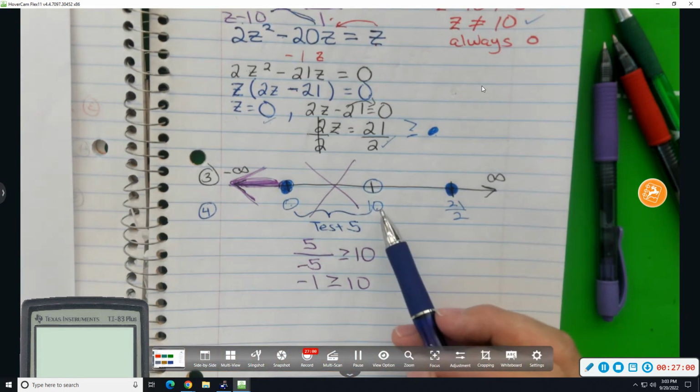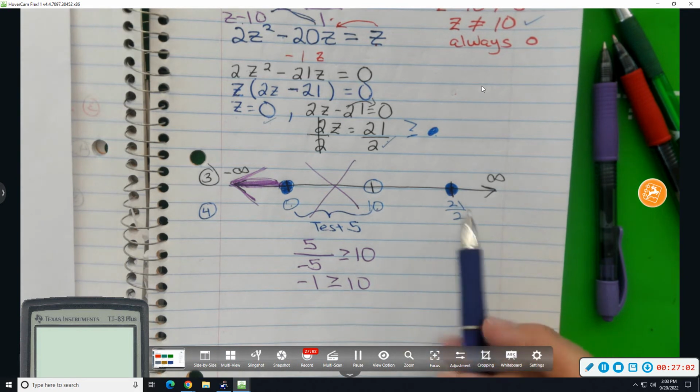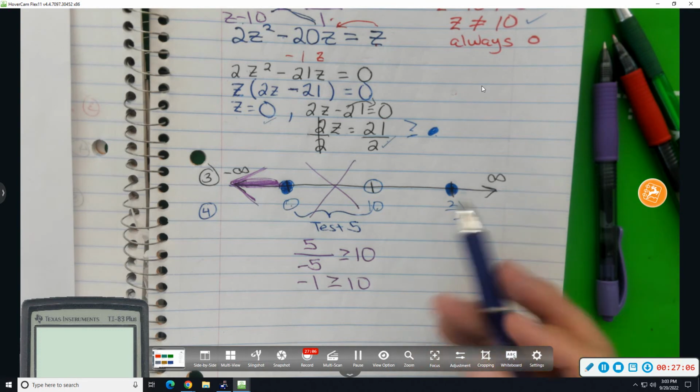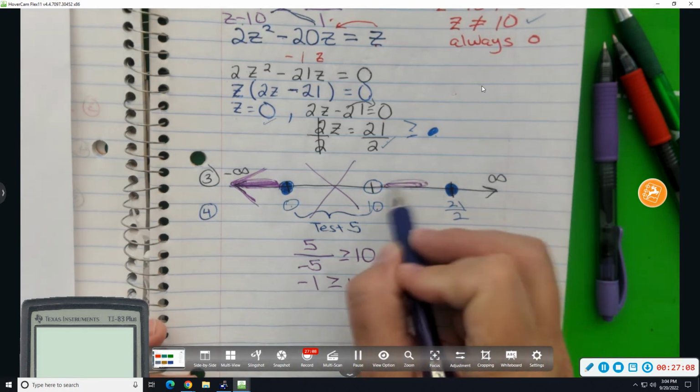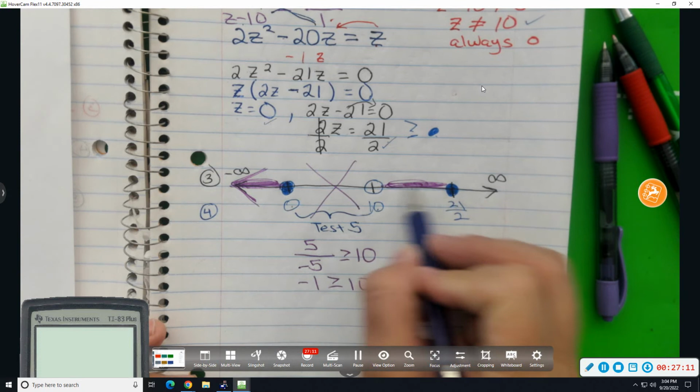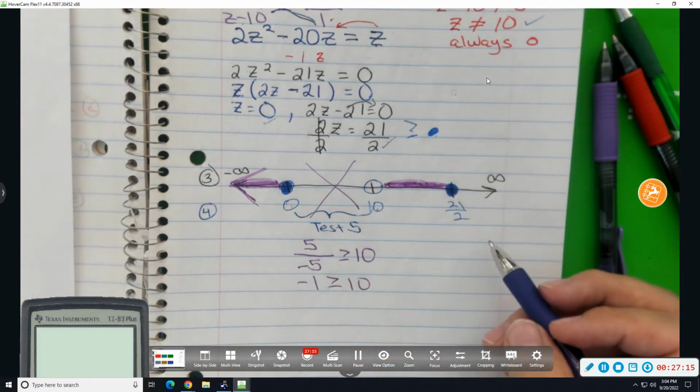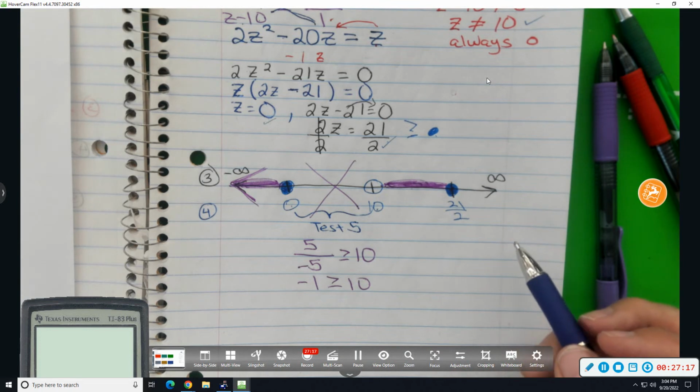If we tested 10.1 here, true or false? True. Now notice that there are no repeated factors, so those intervals have to alternate. That's sure saving us a lot of work.